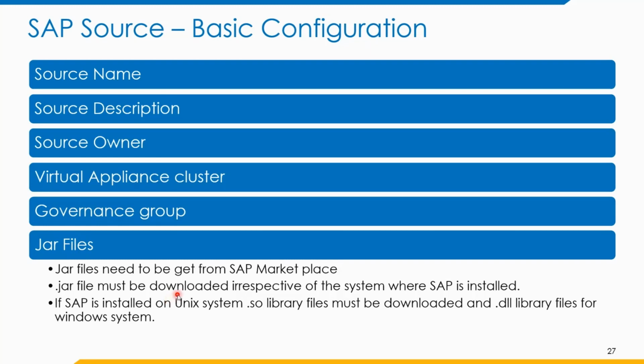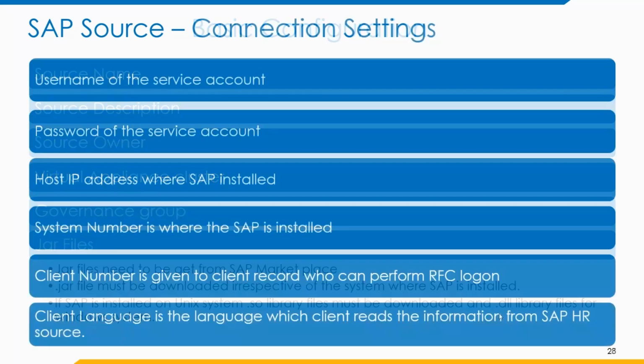And coming to the .so file or .dll file. If the SAP HR system is installed on a Unix system, .so library files must be uploaded to SailPoint Identity Now. In case the SAP HR system is installed on a Windows server, then the .dll library files must be imported. So this is with respect to basic configuration.